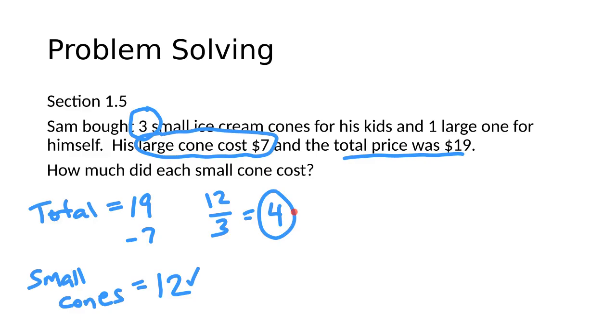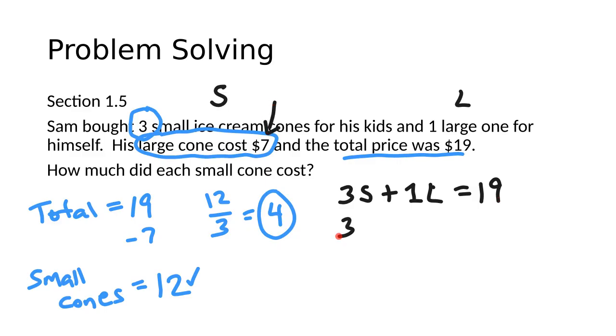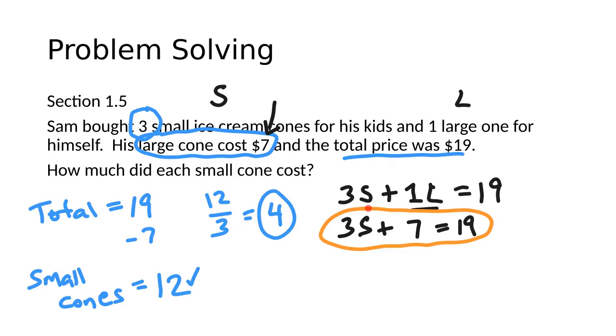You might like algebra. You might want to do this with algebra. And you could say, well, let's call the small ice cream cones S and his large ice cream cone L. He bought 3 small ice cream cones, so we'd have 3 times the price of a small cone, plus 1 large ice cream cone, and the total was $19. Now, we were told that the large cone cost 7, so we could put that in there. So 3 small cones plus the 1 large cone cost $7, cost a total of $19. So we have this equation right here that we're going to solve using algebra. We just need to find out what S is.